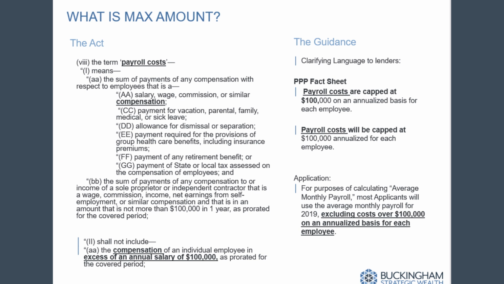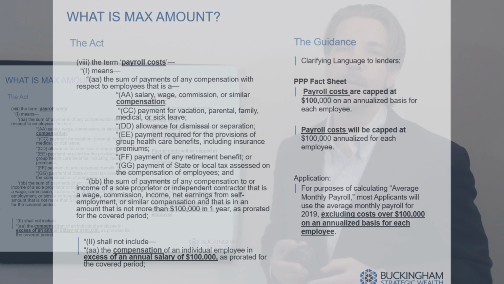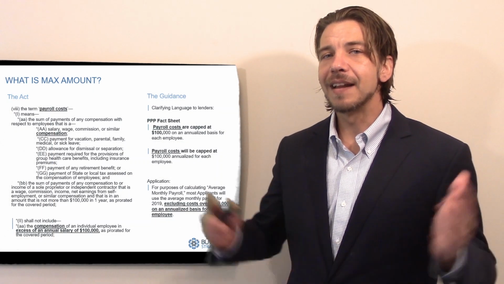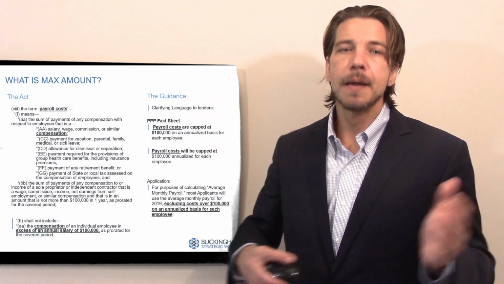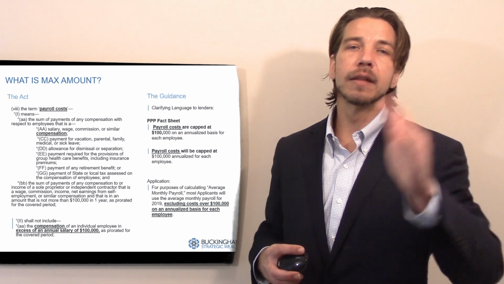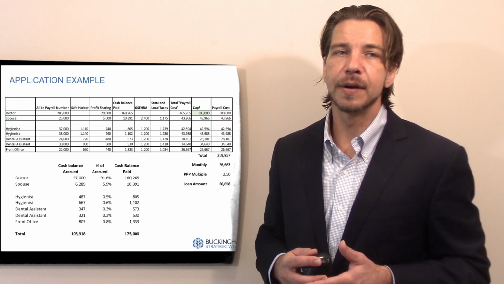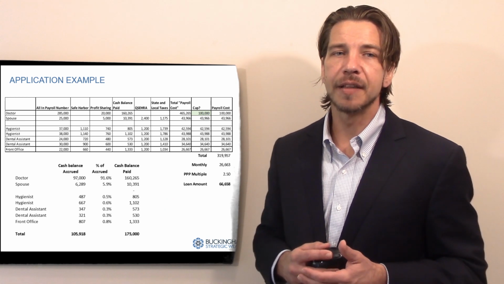Now, unfortunately, when we get over to the guidance side of this, that clarifying language really does identify in the fact sheet that payroll cost is capped at $100,000. In fact, they use that language twice. And in the application, excluding costs over $100,000 on an annualized basis for each employee. So it's my belief that that is actually going to be capped at $100,000 per individual all in on those different cost categories, which here we have an application example of.